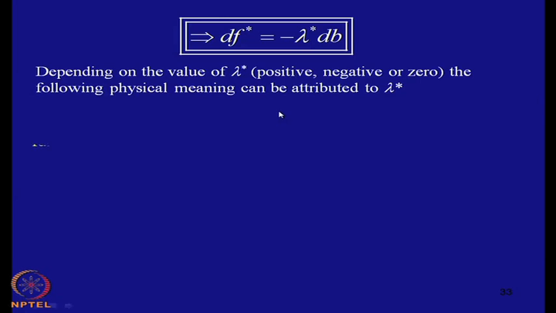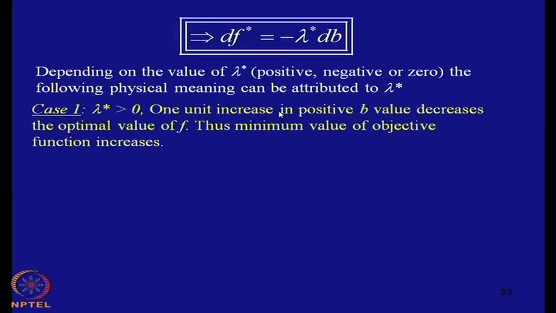When lambda star is 0, what is the meaning of it? Let us try to analyze. When lambda star is negative, what is the meaning of it? When it is 0, what is the meaning of that as well? Let us try to analyze that next.